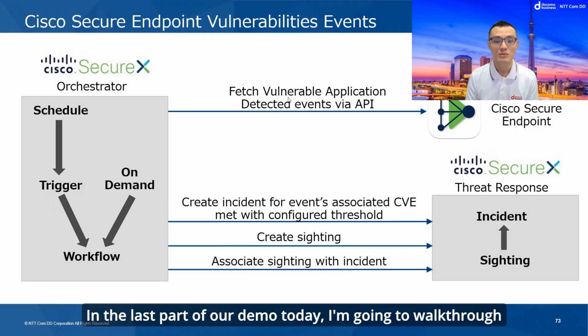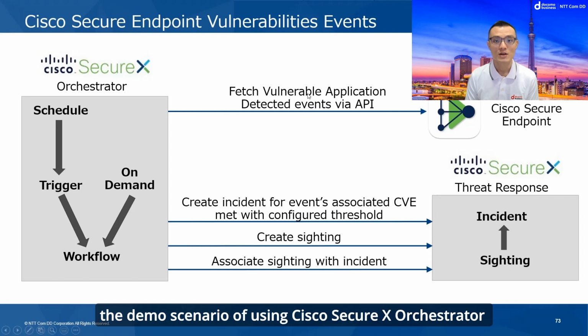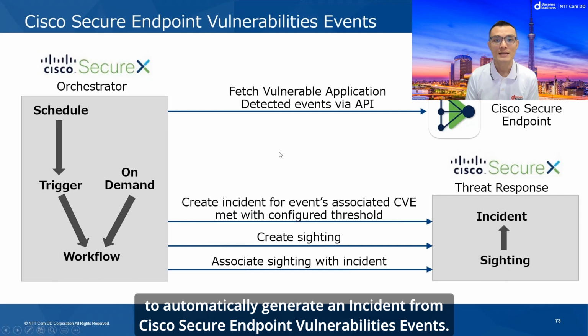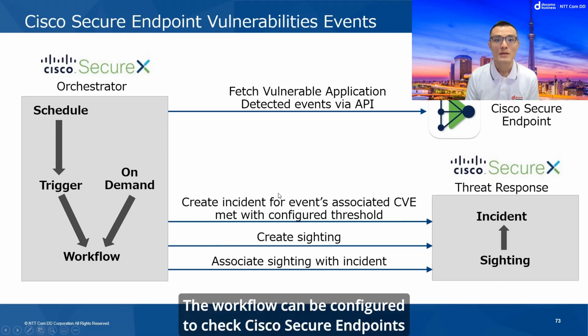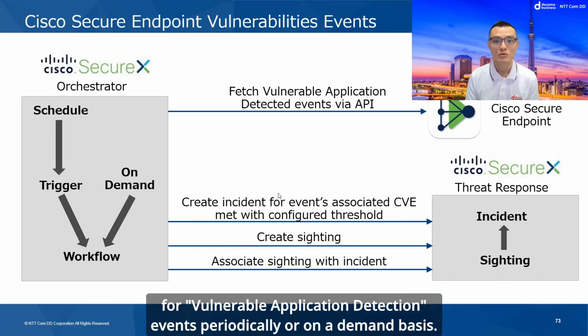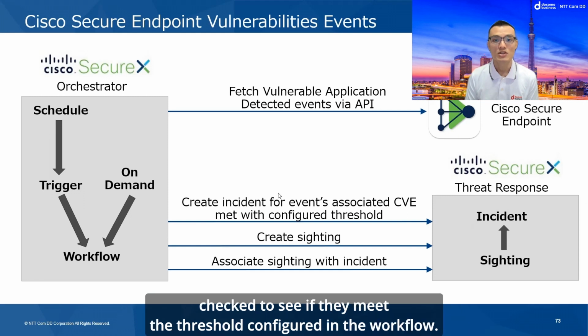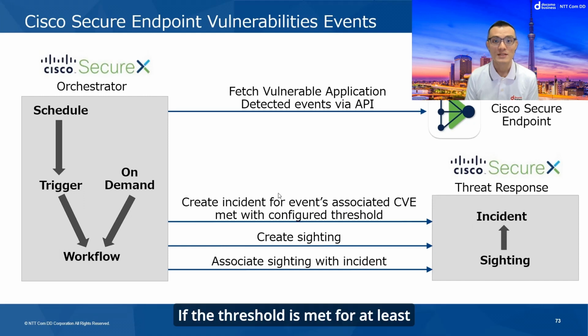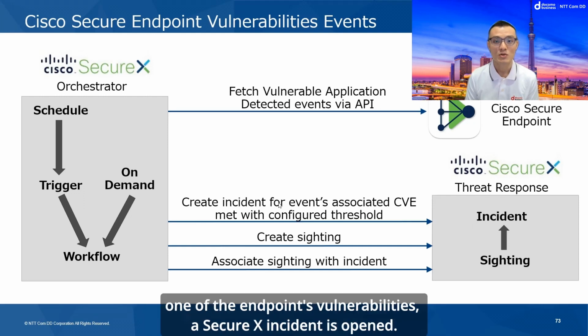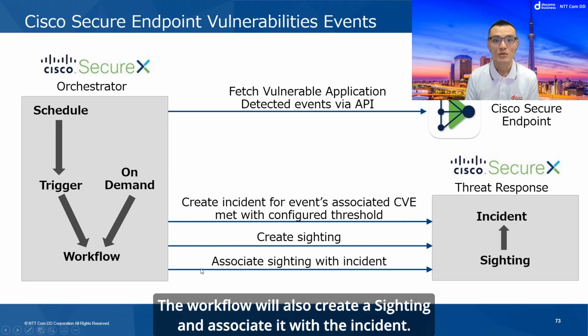In the last part of our demo today, I'm going to walk through the demo scenario of using Cisco SecureX Orchestrator to automatically generate an incident from Cisco Secure Endpoint vulnerabilities events. The workflow can be configured to check Cisco Secure Endpoint for vulnerable application detection events periodically or on a demand basis. When the event is found, the associated CVEs are checked to see if they meet the threshold configured in the workflow. If the threshold is met for at least one of the endpoint's vulnerabilities, a SecureX incident is opened. The workflow will also create a sighting and associate it with the incident.